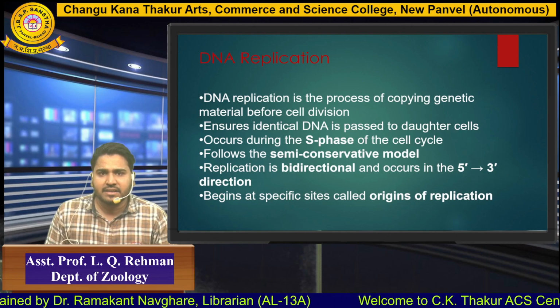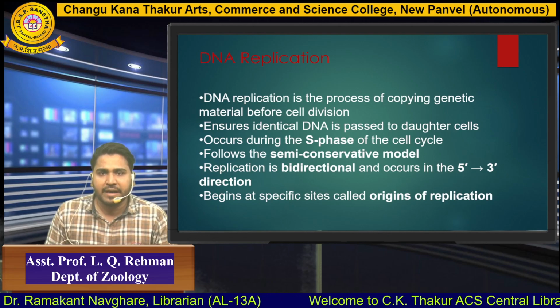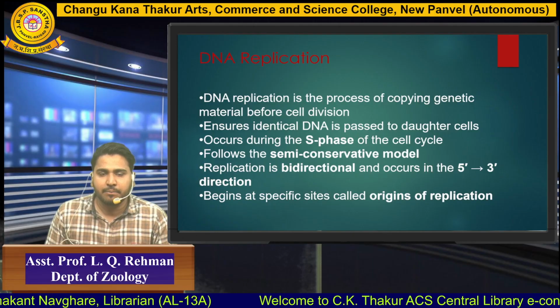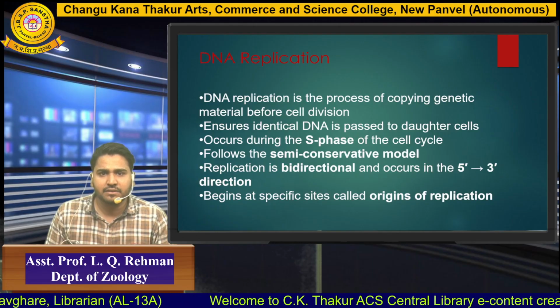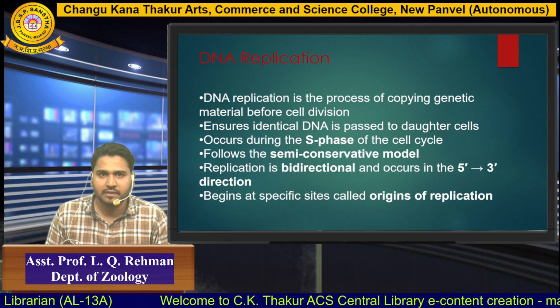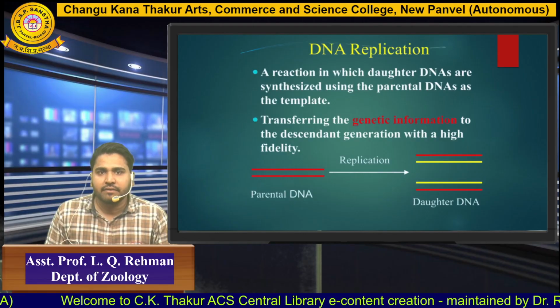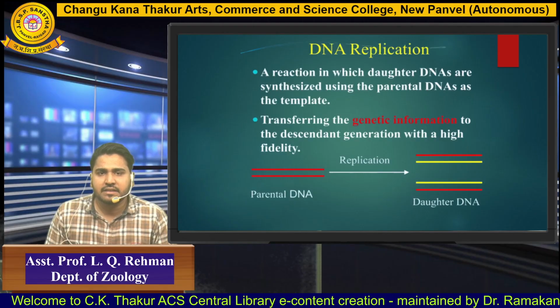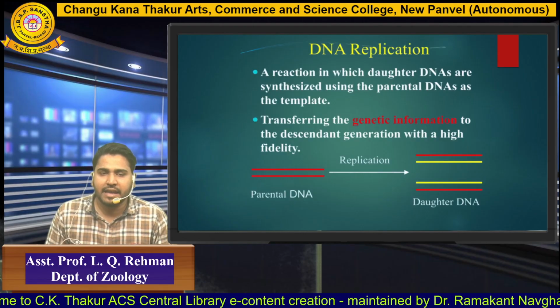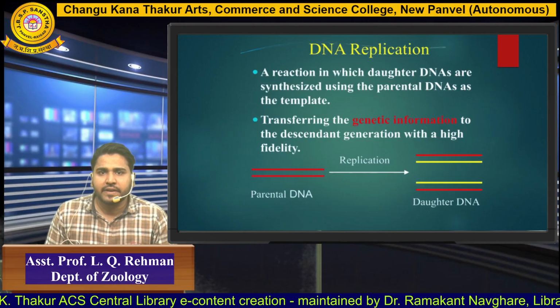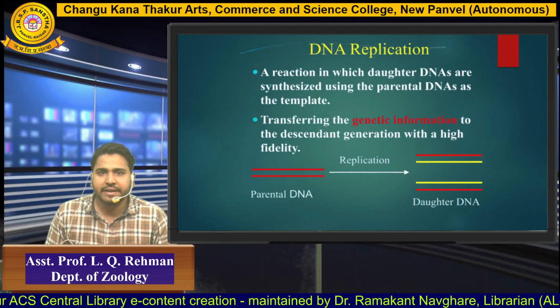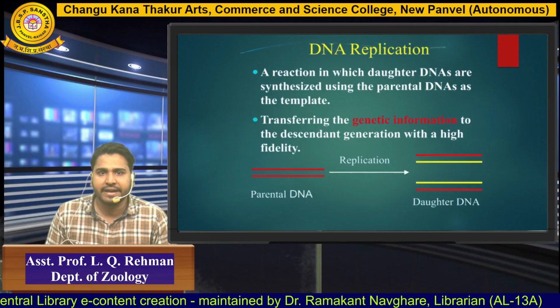Replication is bidirectional and it occurs in 5' to 3' direction. It begins at a specific site called the origin of replication. It is a reaction in which daughter DNAs are synthesized using parental DNAs as the template, transferring the genetic information to descendant generation with a high fidelity.